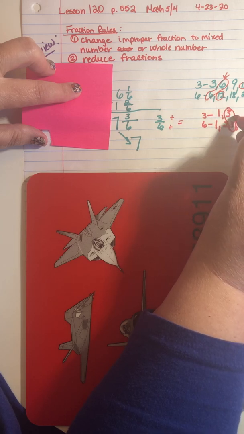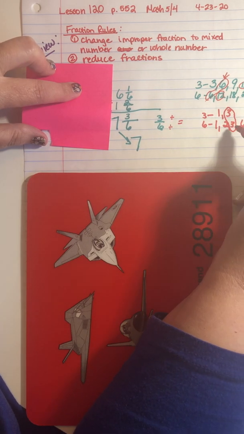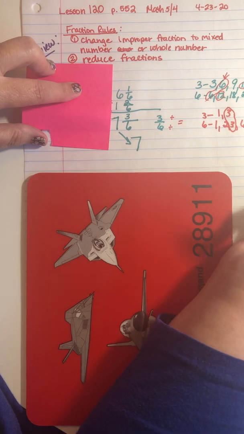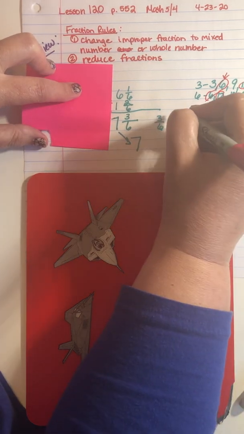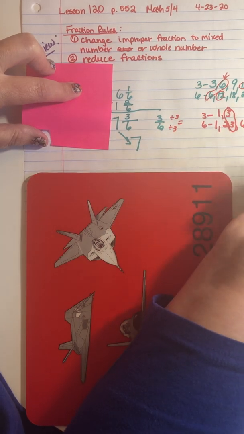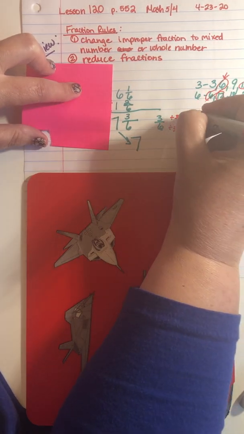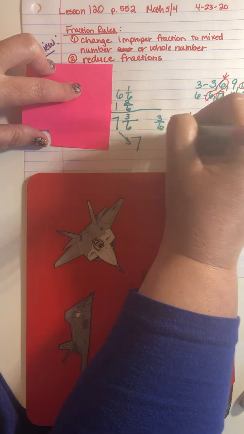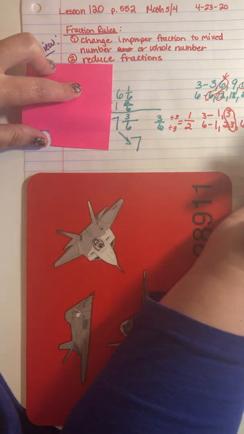So my common factor is 3. My greatest common factor is 3. So I have to divide by 3. 3 divided by 3 gives me 1. 6 divided by 3 gives me 2, 1/2.